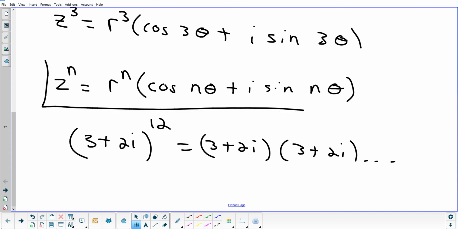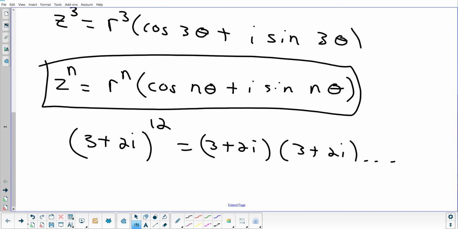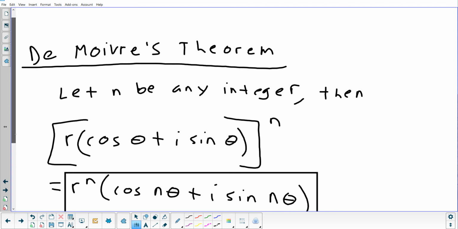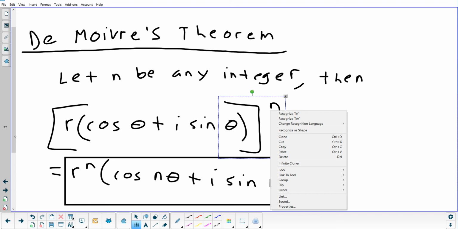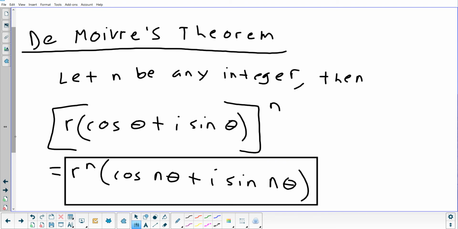So this idea of raising the radius to the power and multiplying the angle by the power, that's called DeMoivre's theorem. So if you take, you already wrote this down, but if you take a complex number and you raise it to the nth power, you raise the radius to the power and you multiply the angle by the power. It's exactly what we just wrote on the other page.